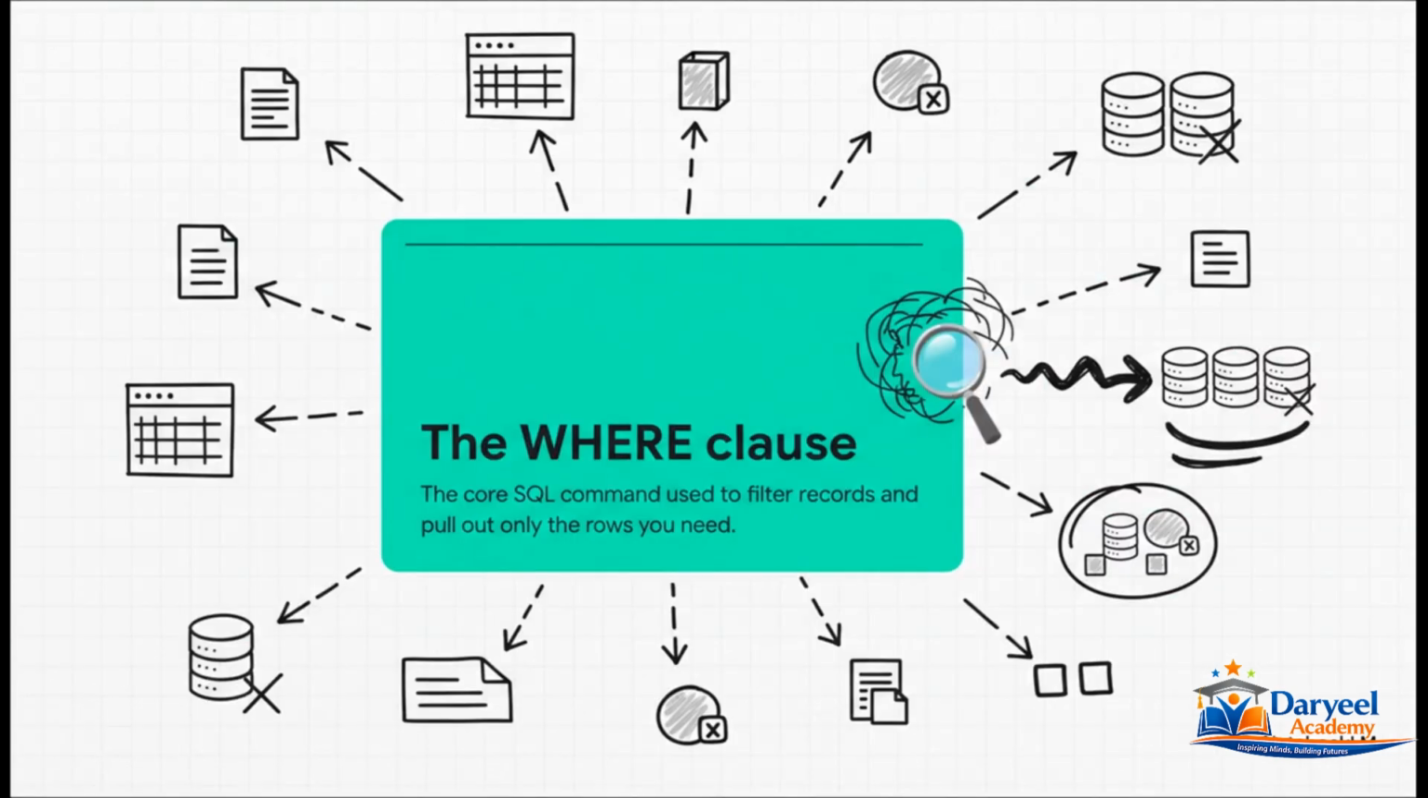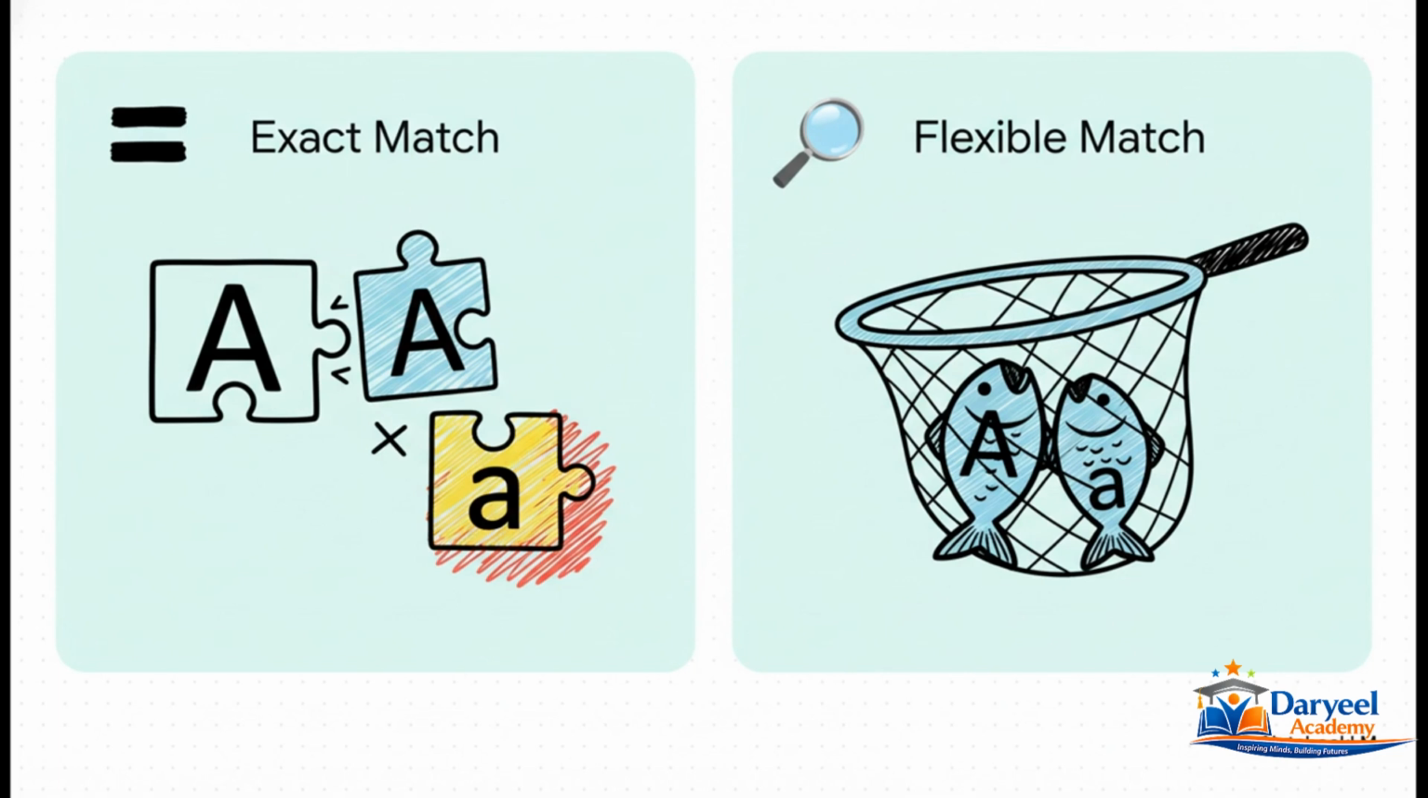Okay, first things first, the WHERE clause. This is your command to filter records and find what you need. So you've got two main choices: equals for exact case-sensitive matches and LIKE for more flexible pattern matching.